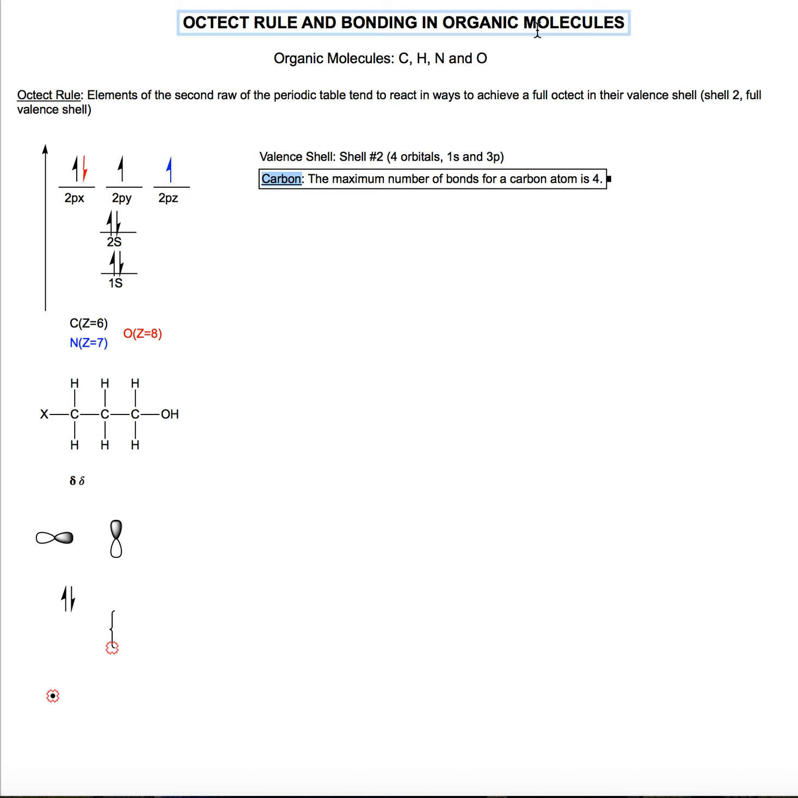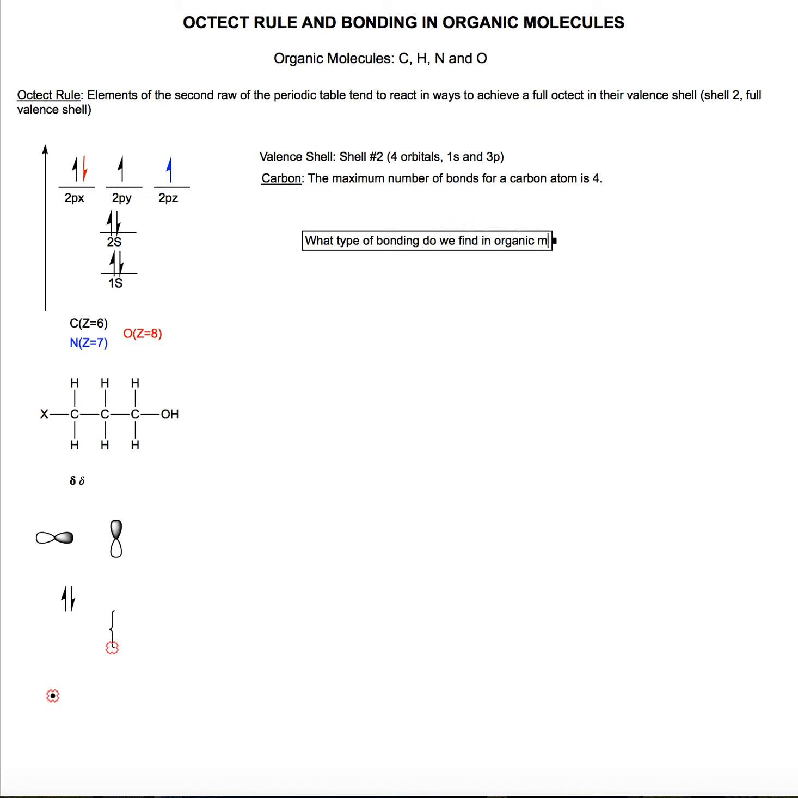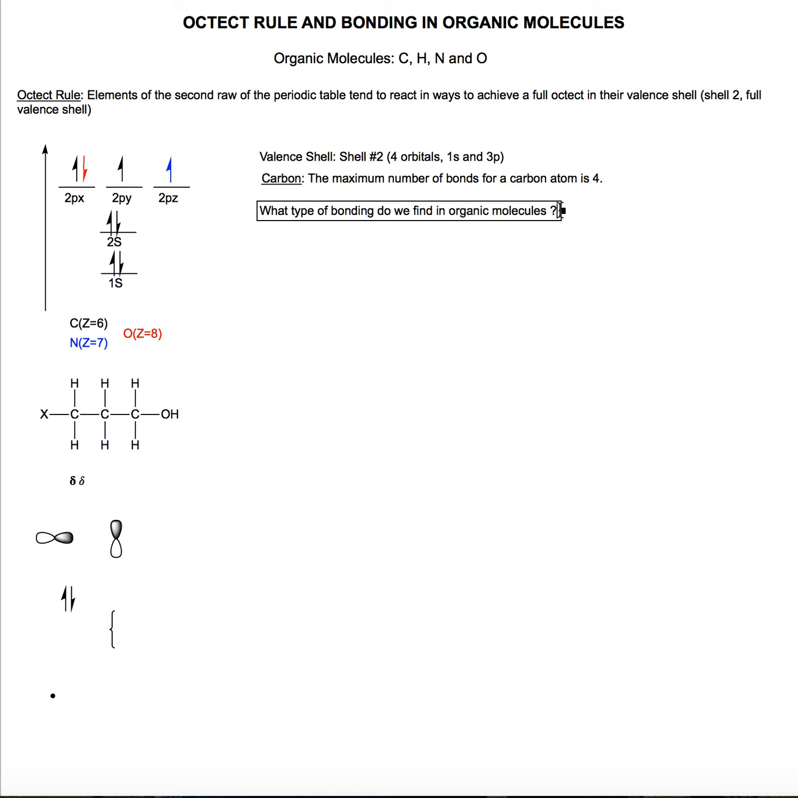Okay? Well, now, with that in mind, thinking about the valence shell, knowing the valence electrons and the number of bonds, we can think what type of bonding do we find in organic molecules. And in organic molecules, what we find always, always, always will be covalent bonds. And here is where the octet rule plays a big, big role in understanding the bonding in organic molecules.